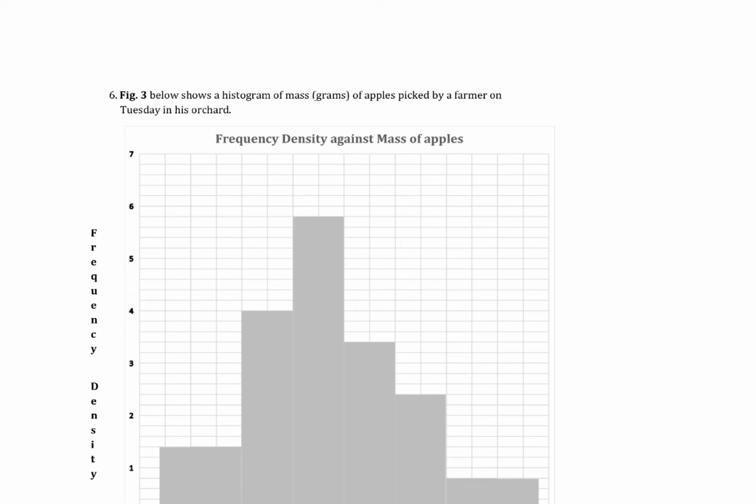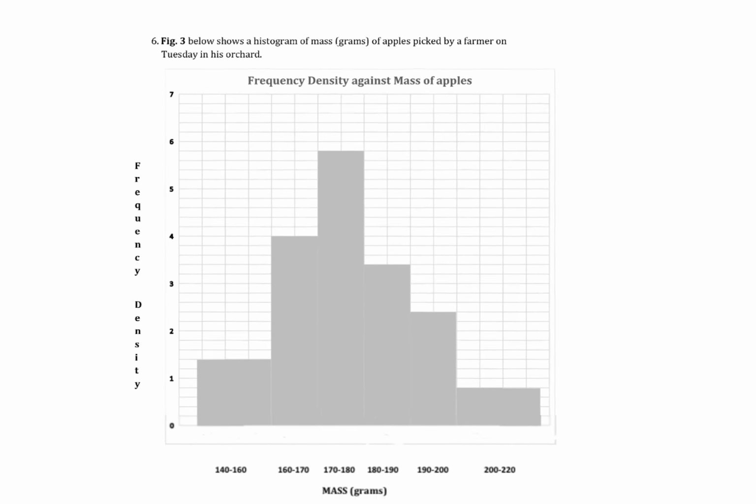This is a question for AS2, and this is a histograms question. It says, below shows a histogram of mass in grams of apples picked by a farmer on Tuesday in his orchard. So you've got a frequency density against mass of apples. So I've only been asked to do one part of this.